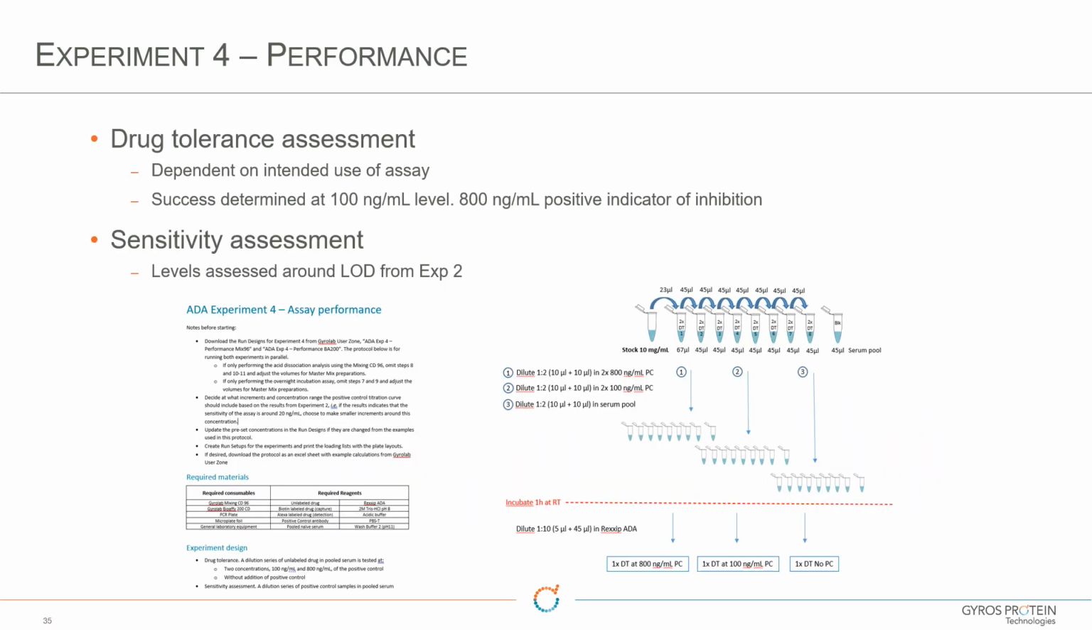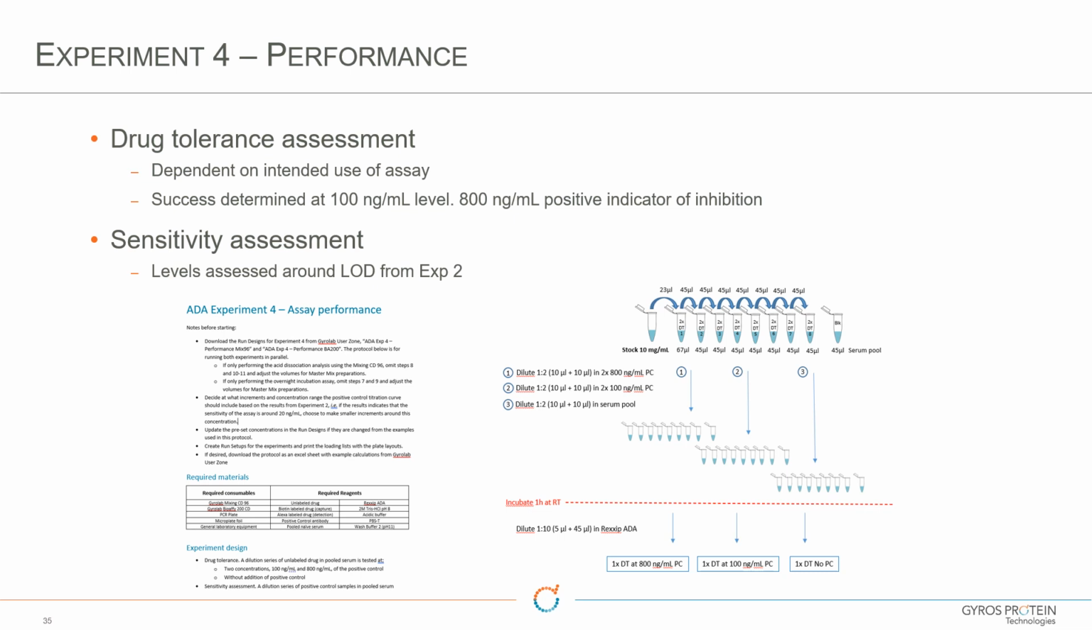So following on now to experiment 4, where we're really looking at assay performance. So we've optimized our assay, we've looked at a preliminary cut point. Now we're going to do a formal assessment of drug tolerance, although in a previous experiment we factored in that we're going to have a certain level of drug tolerance based on the master mix selections, and also we're going to calculate the sensitivity.